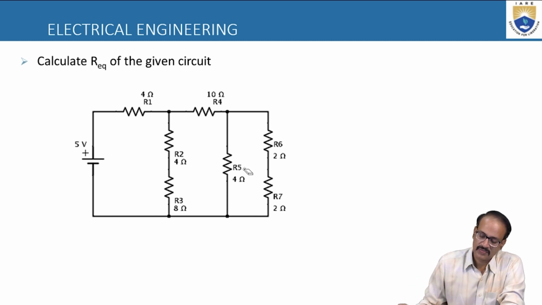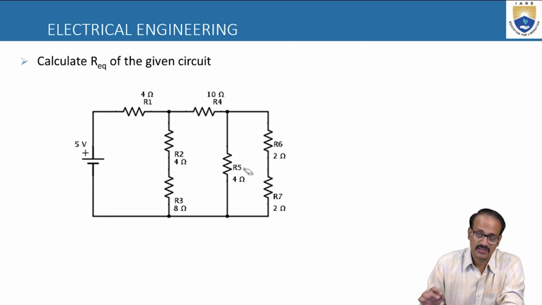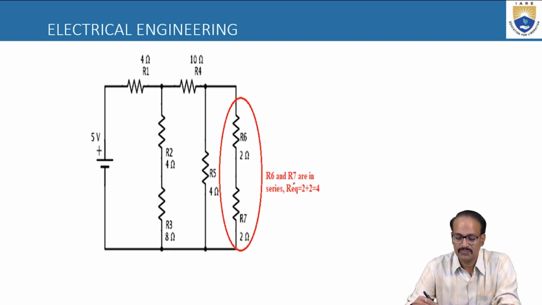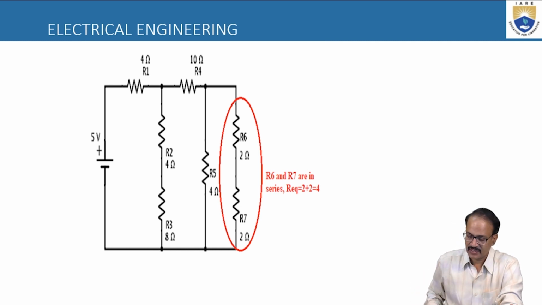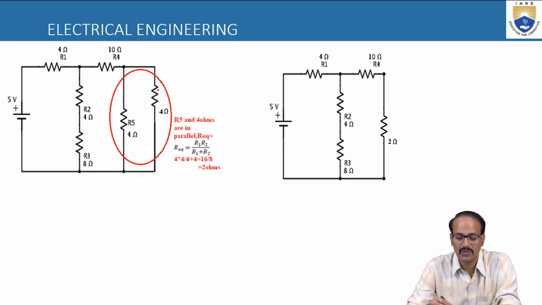R6 and R7 are in series and we'll simply add. R6 is 2 ohms and R7 is 2 ohms, so 2 plus 2 is 4 ohms. We'll replace R6 and R7 with a single 4 ohm resistor. Here you can observe we have replaced R6 and R7 with a single 4 ohm resistance.